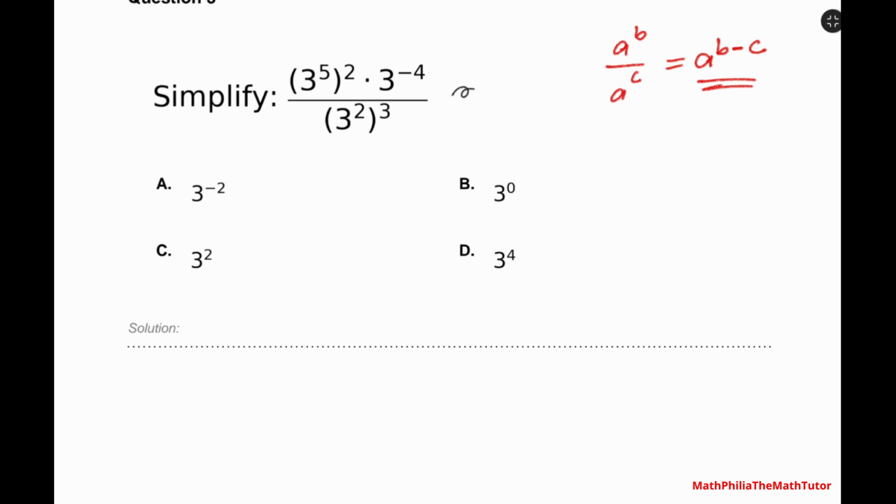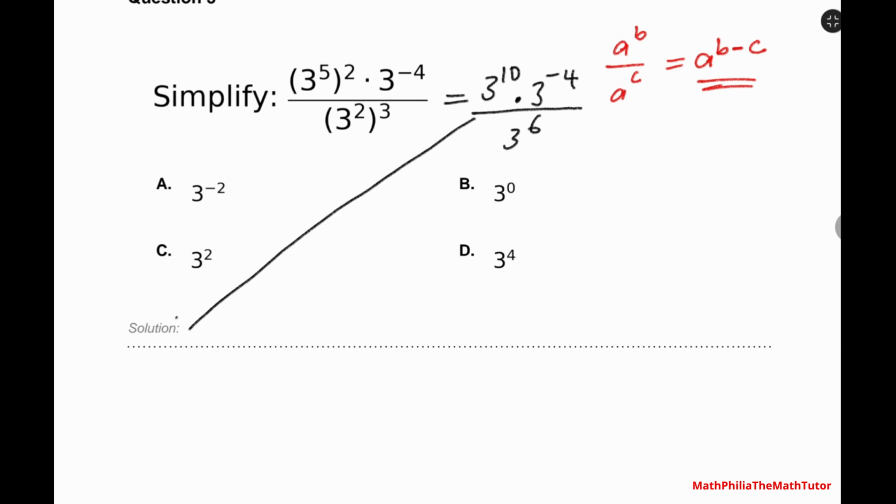Let's say this is equal to, let's write it here. From here, 5 times 2 is 10. So we have 3 raised to the power of 10, then multiplied by 3 raised to the power of negative 4. We divide this by, here again the same, 2 multiplied by 3 is 6. So we have 3 raised to the power of 6. I'm going to continue the solution here, guys.